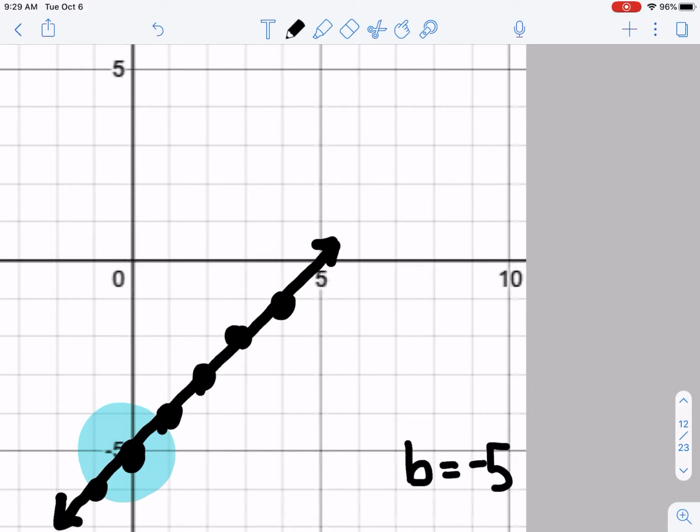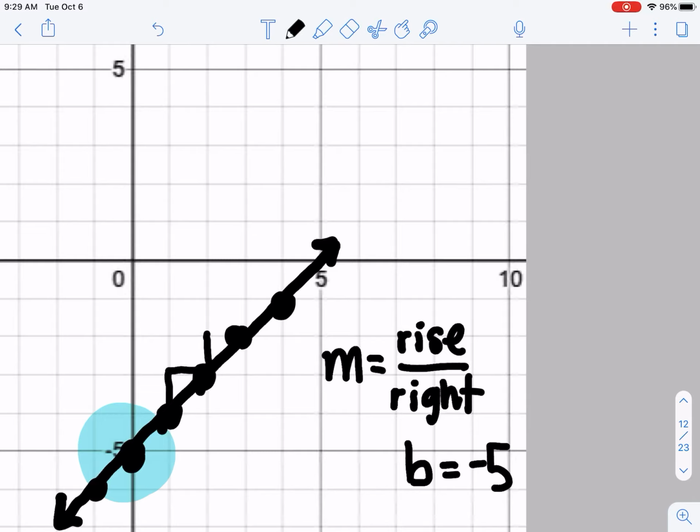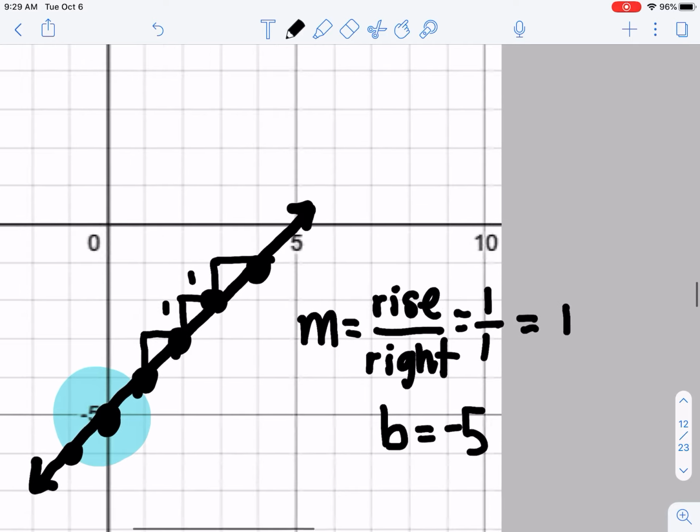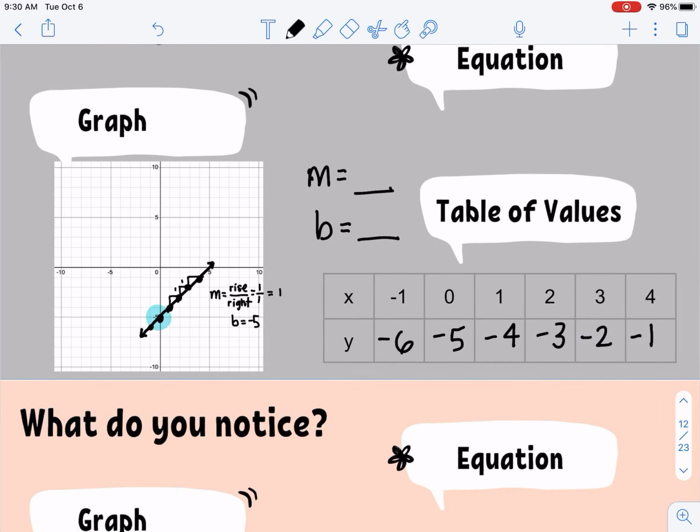Now, let's draw that slope triangle, remembering that slope is how much we rise divided by how much we run, or how much we go to the right. So let's see. If I go up from one point to the next, and I always go to the right, I go up 1, over 1, up 1, over 1, up 1, over 1, up 1, right 1. So that means I am going up 1 and over 1, and that reduces to 1. 1 divided by 1 is 1. Did that match your prediction? The y-intercept is negative 5 and the slope is 1.